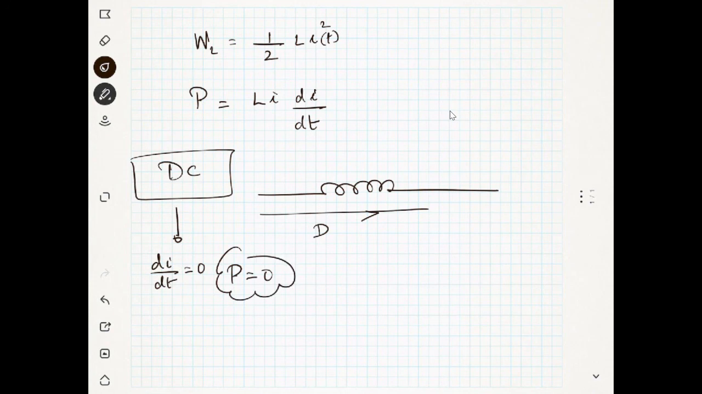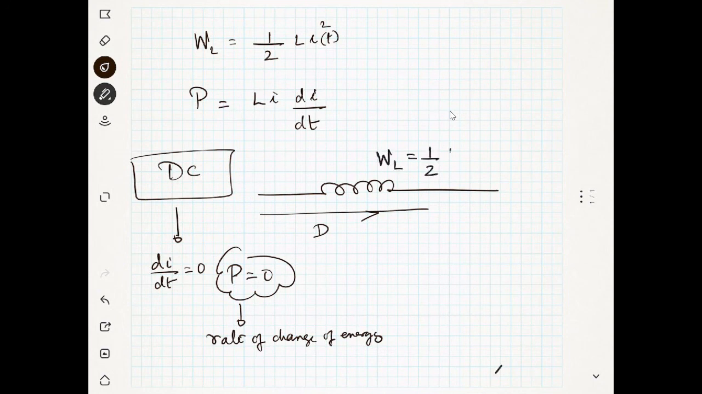Is it clear? Then you may have a confusion. Power is the rate of change of energy. You should know this definition. Power equal to 0 means that the inductor is not giving energy to anybody, or it is not taking energy from the source. The energy in the inductor is not changing.